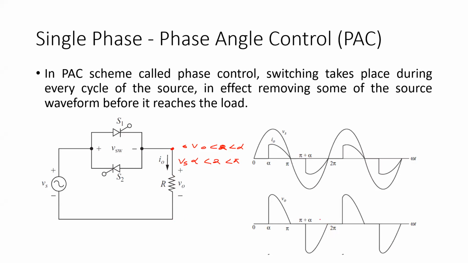Up to 2 pi, the source voltage will be in this polarity. After reaching 2 pi, this will become this polarity, so this will stop conducting. That's how we obtain a voltage waveform like this at the output. I hope everybody has understood it.